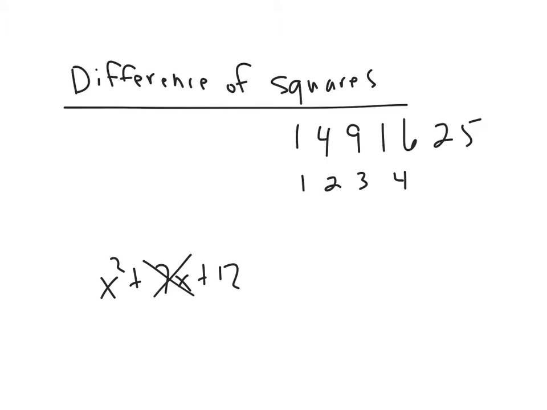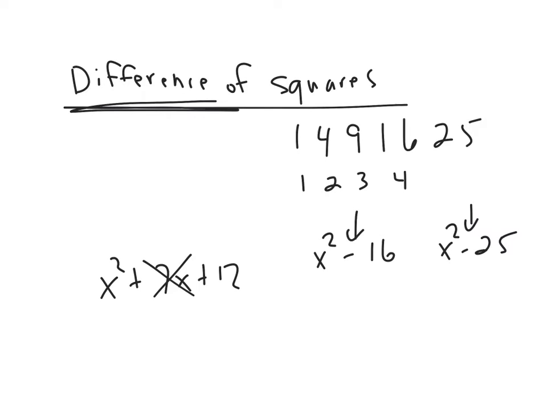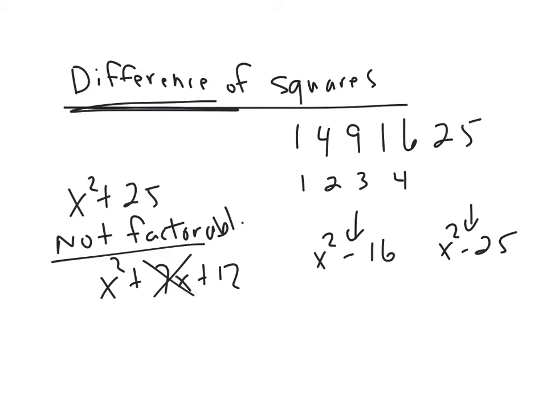And it's always going to be minus. We're going to have x squared minus 16 or x squared minus 25. It's a difference because it's always minus, okay? So a sum of squares is not factorable. If I have a plus sign here, it's not factorable. So we're not going to worry about that. We're only going to do difference of squares.